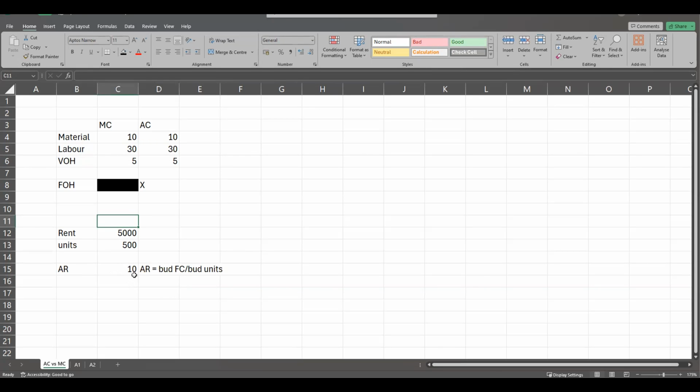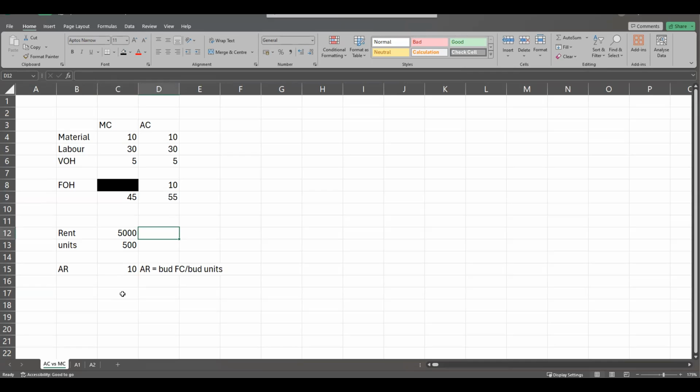But a fair few of the exam questions, to be fair, do use this, it's almost like the default position, I suppose. So all that would then happen is you will just add that in, and of course under the absorption costing you're going to have a higher cost per unit, because you are assigning some of that fixed cost per unit.